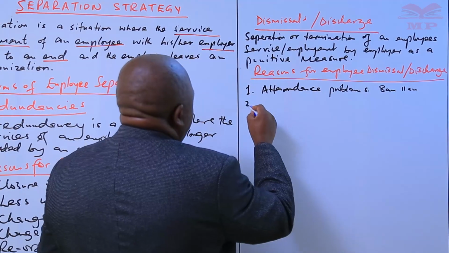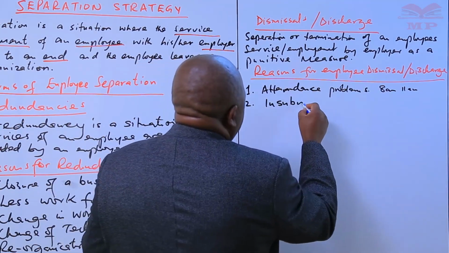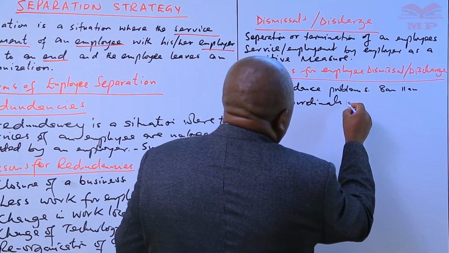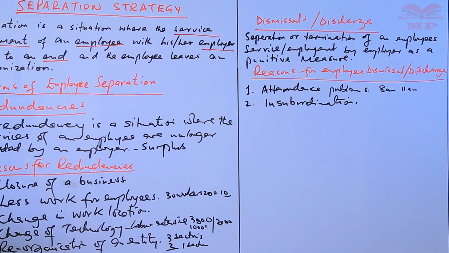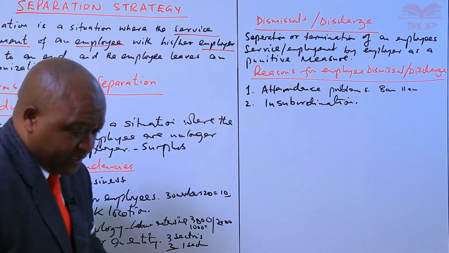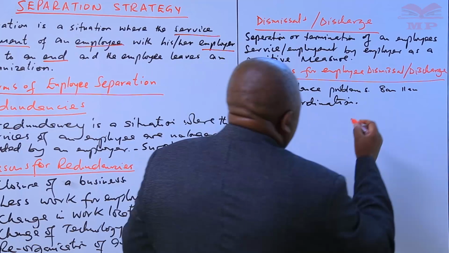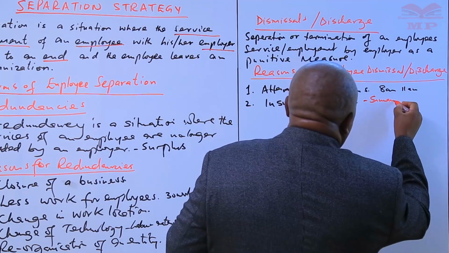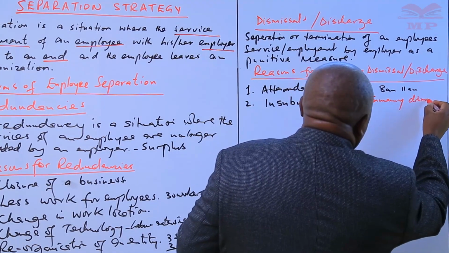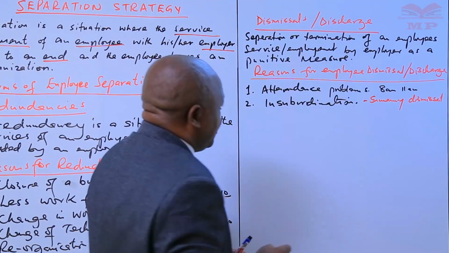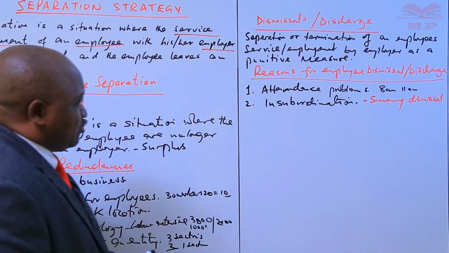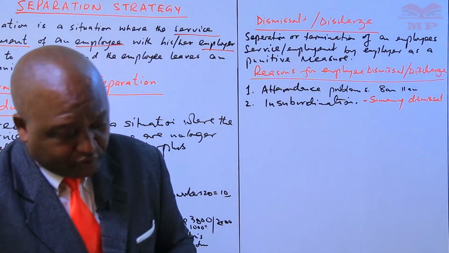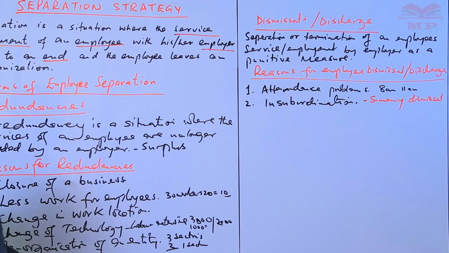And then two, insubordination. Dear learner, insubordination is taken as a very serious disciplinary area where an employee could be subjected to what is called summary dismissal. This could lead to summary dismissal where an employee is given instructions by a superior and the employee willfully disobeys those instructions.